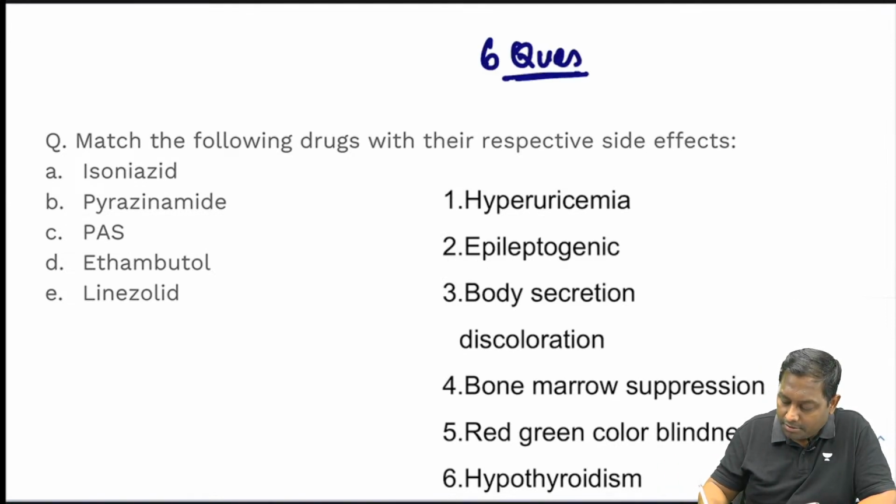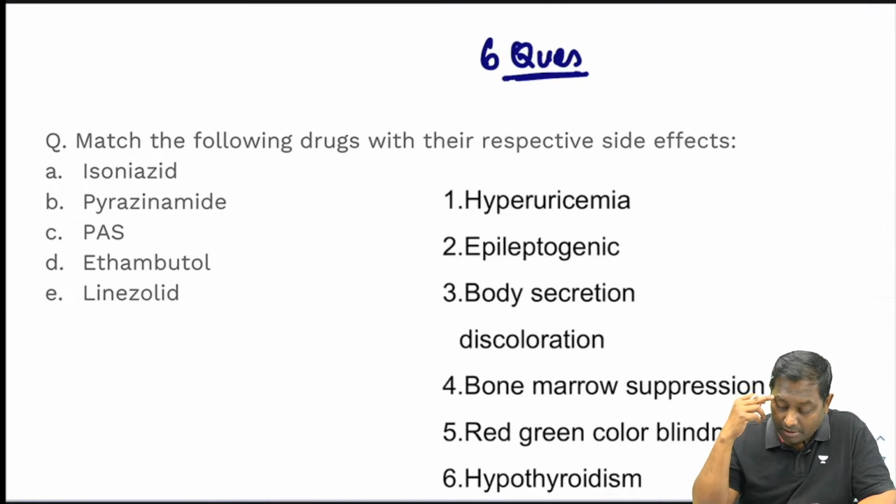There are 6 questions. Let's say hyperuricemia will be caused by which of the following? Which drug will be causing hyperuricemia given the options that you have? Isoniazid, pyrazinamide, para-aminosalicylic acid, ethambutol and linezolid.